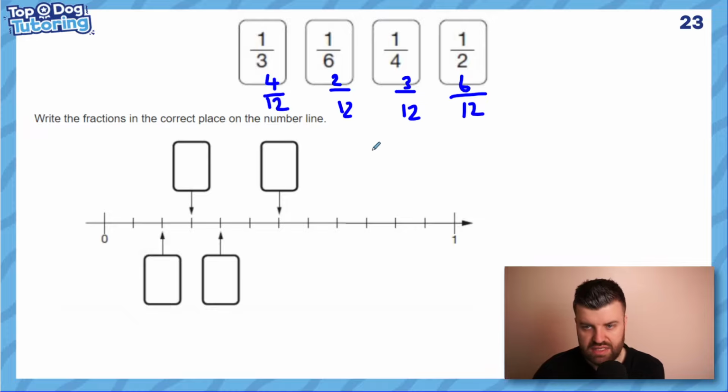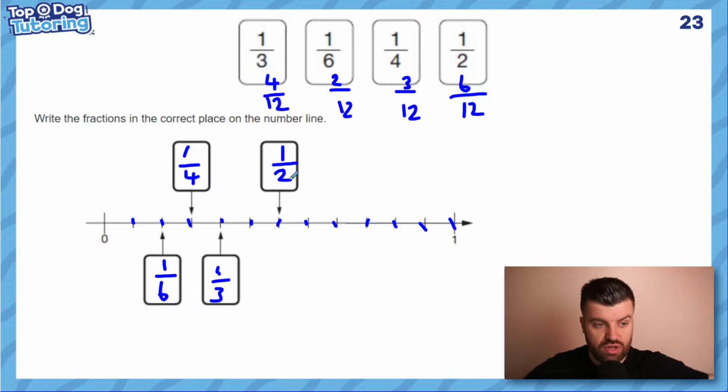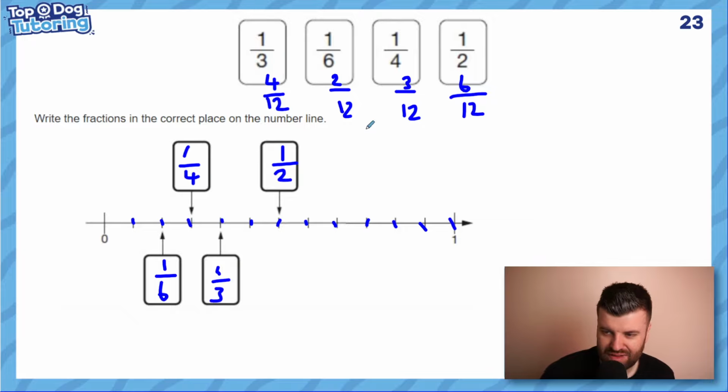Now we know, obviously, the biggest one is 1/2. And we could go 6 12s because here we have 1, 2, 3, 4, 5, 6, 7, 8, 9, 10, 11, 12 jumps. Now it's really easy. 2 12s would be 1/6. 3 12s we know is 1/4, because we've just done the equivalents. 4 12s would be 1/3, and this would be 1/2. Cool. If you did that method, you got the answer right. Well done.